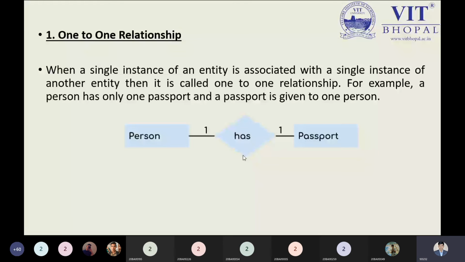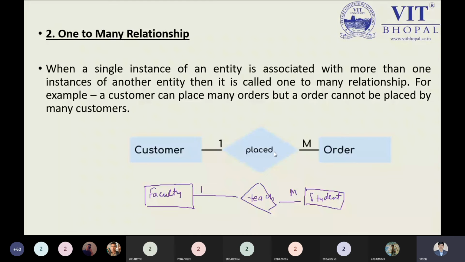Now one-to-many. One faculty can teach many students. That is one-to-many. As a customer, I'm visiting Domino's Pizza. I order one pizza, and next time I find it very tasty and delicious, so I can order another pizza. So as a customer, I can order many pizzas. I can order many cold drinks. That is a one-to-many relationship.